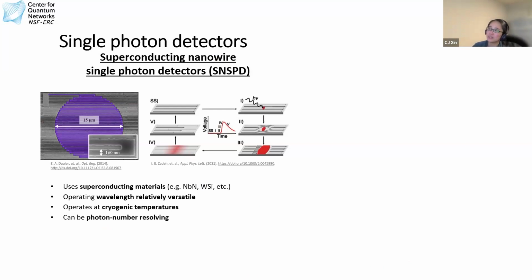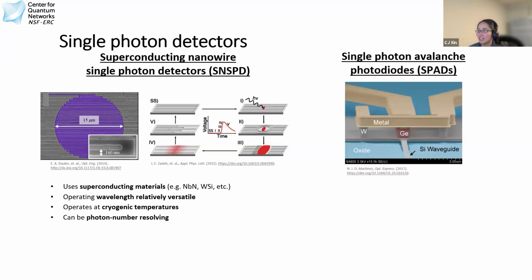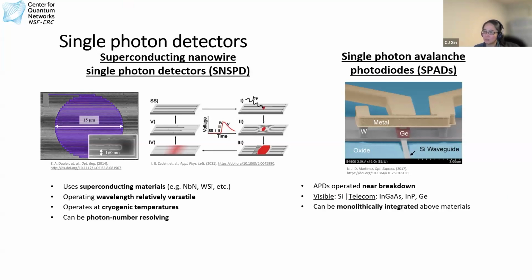However, there are also other types of detectors called single photon avalanche photodiodes. We can really just call them APDs. They're just operated at a slightly different voltage, near breakdown, and the materials are pretty standard APD materials. It depends on what wavelength band you're operating in. Visible, silicon is standard. Telecom, you have a range: InGaAs, indium phosphide, germanium. And naturally, since those are also things that you can make integrated photonics platforms out of, they can be monolithically integrated there.